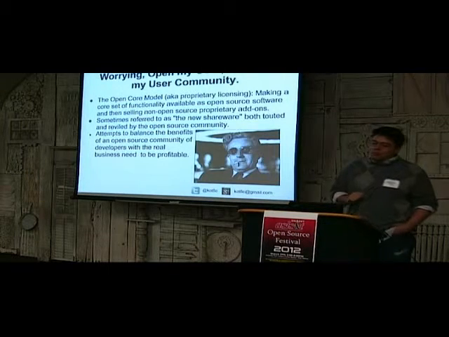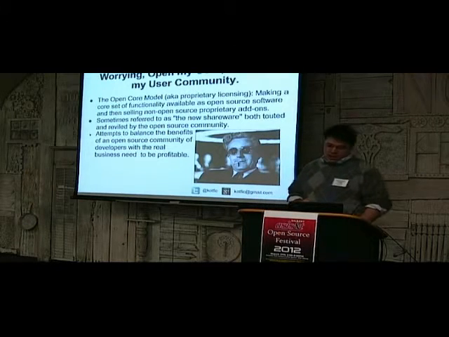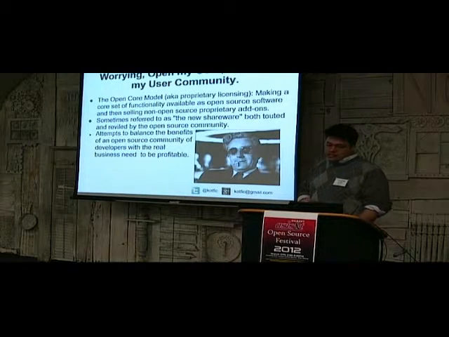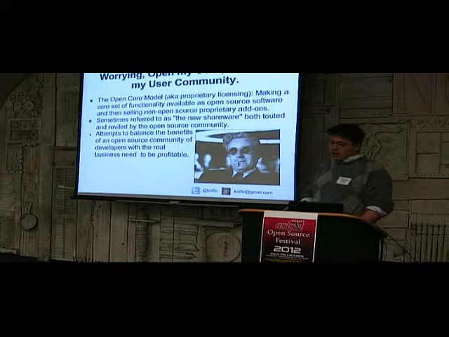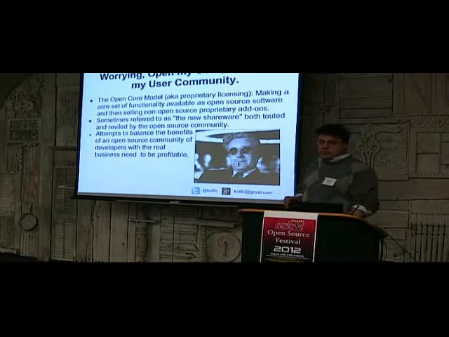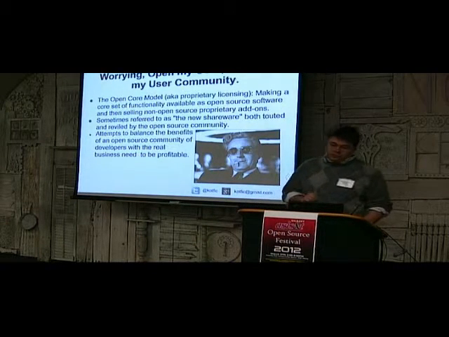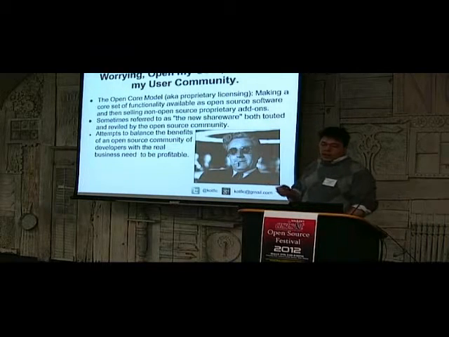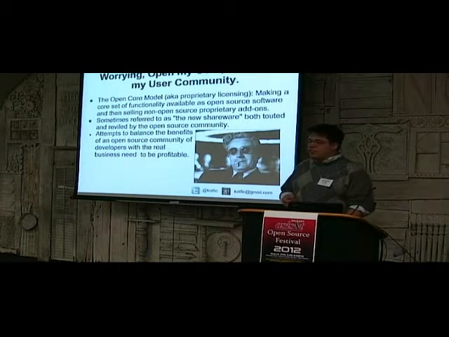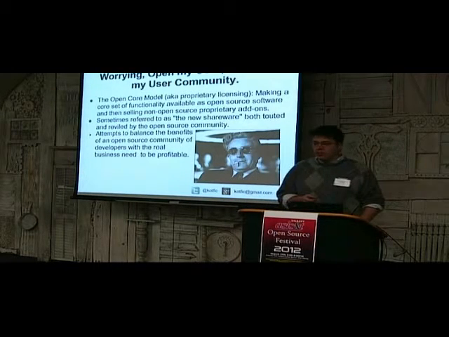Magento has taken a slightly more principled approach and is following a paradigm often referred to as the open core model. Also known as proprietary licensing, the open core model means that the company makes a core set of functionality available as open source software and then sells non-open source proprietary add-ons. This is sometimes referred to as the new shareware, and is a source of some contention in the open source community. Some say that this is the way forward for open source software. It gives companies a reason to open their code bases. Others say that it's just a gimmick that companies pull as a marketing campaign, and have dubbed this model rather pejoratively as crippleware.